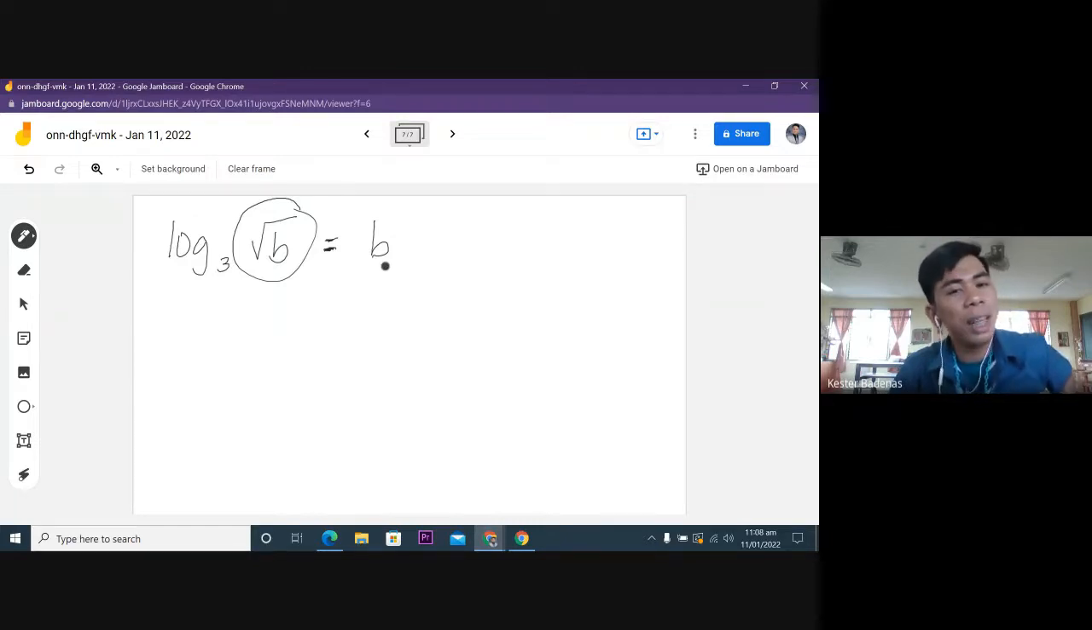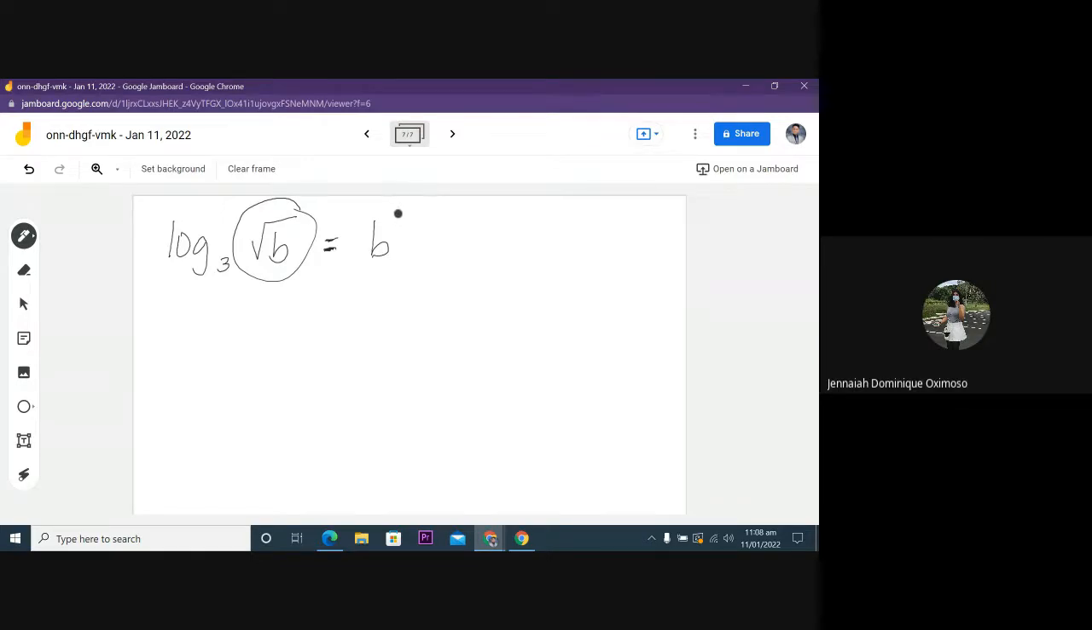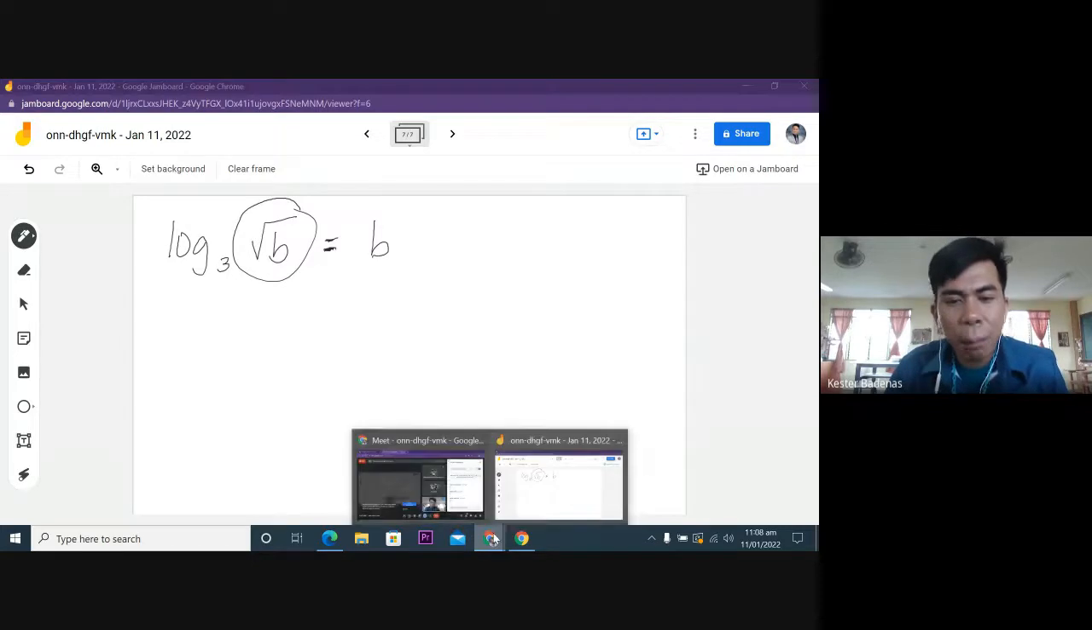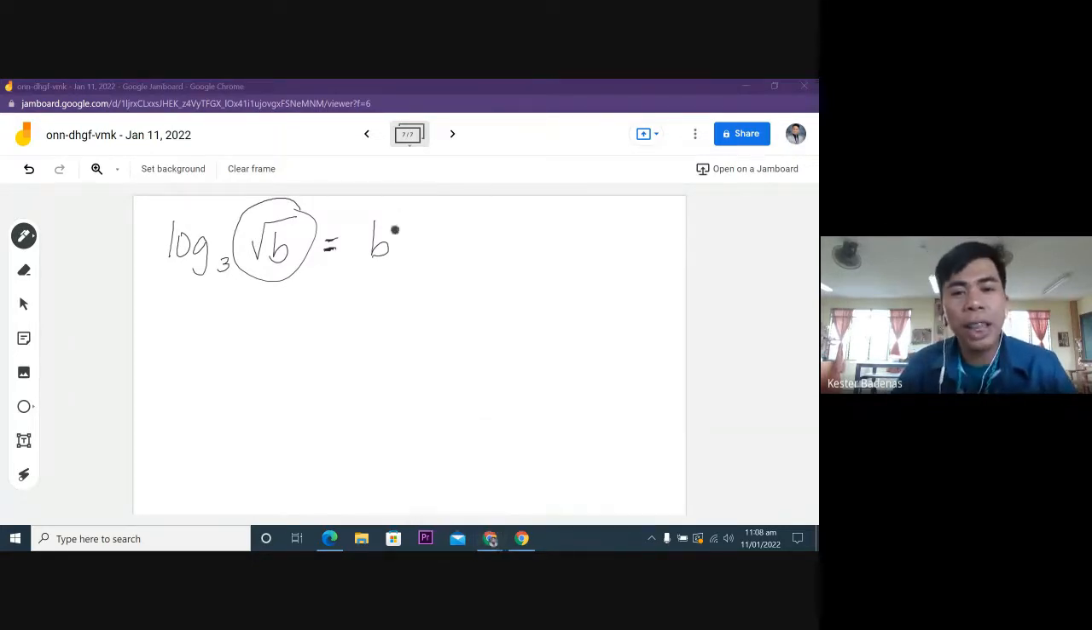Anyone from the class? May idea? Square. Magiging, ay may idea kayo? Wala. Parang tinuro to sa grade 9. Grade 9 ba yun? Grade 8. Magiging ano siya? 1/2, di ba? Tama? Kasi kung ano yung exponent dito sa loob ng radical sign, siya yung magiging numerator. Tapos kung ano yung index dito, basically that would be 2, siya yung magiging denominator.